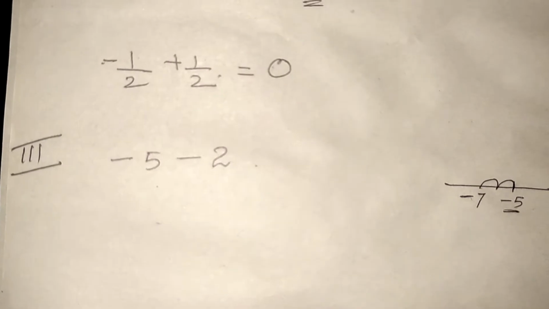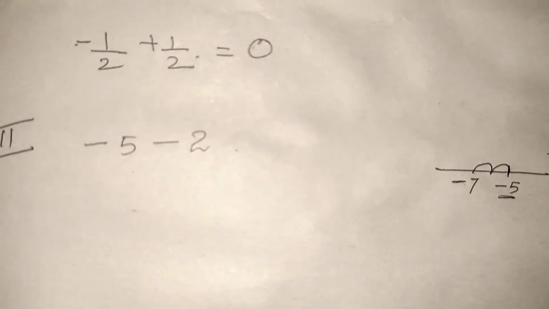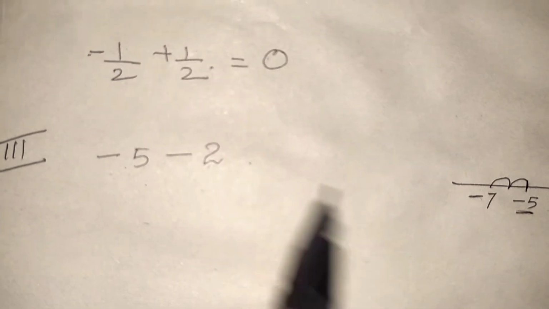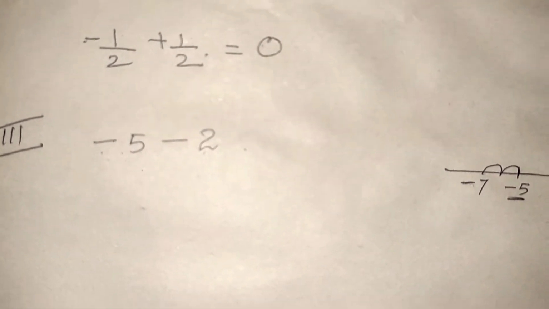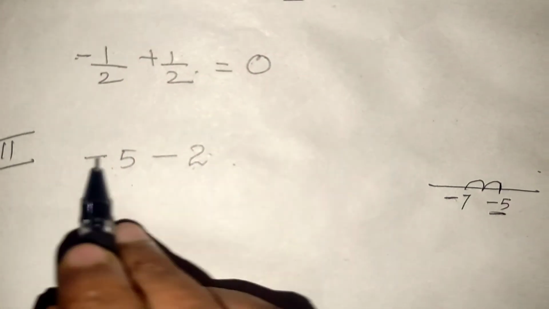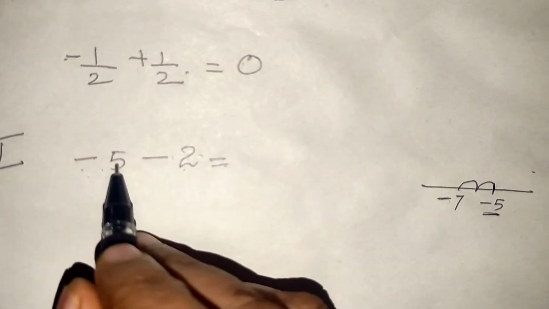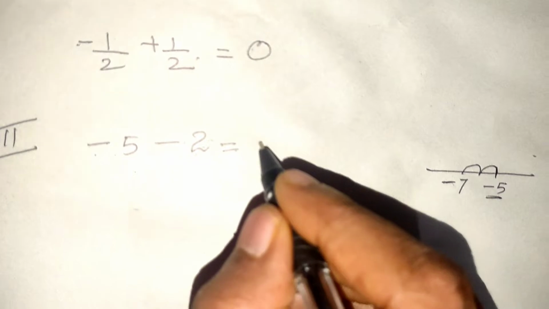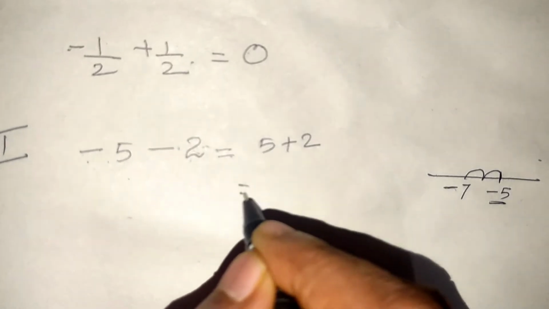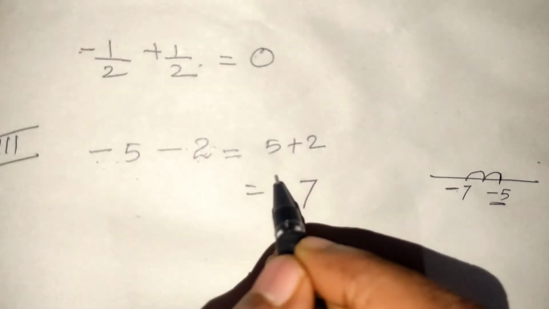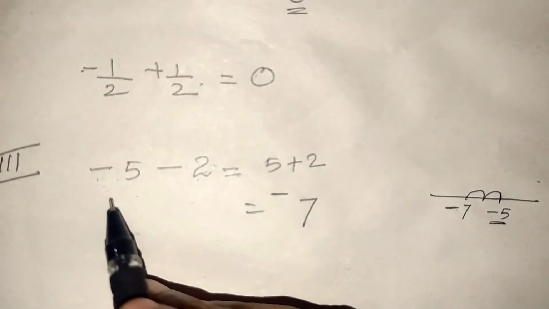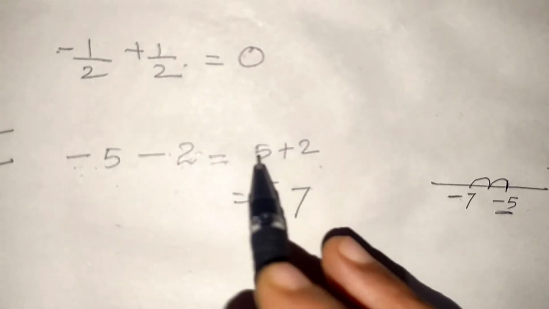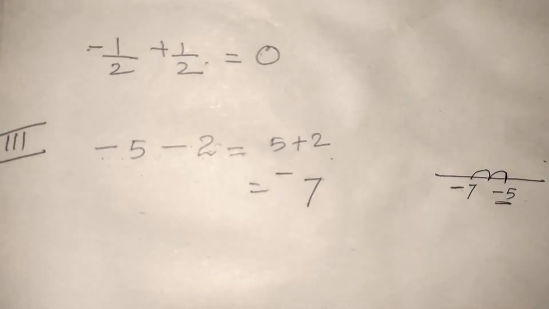Then how do we find the answer without drawing our number line? See, here both numbers have the same sign. So if same signs, find the sum of these two numbers. What is the sum of 5 and 2? The sum of 5 and 2 is 7, and its sign is negative. So if two numbers have the same sign, find their sum and put the common sign there.